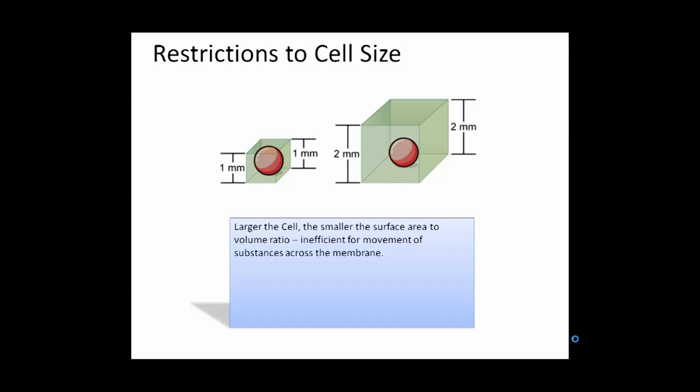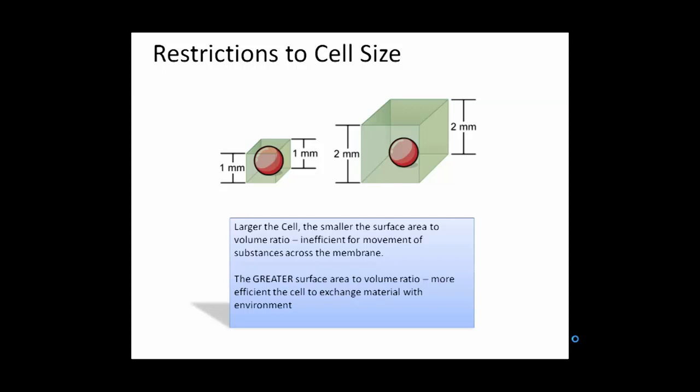The bigger the cell gets, you have a smaller surface area to volume ratio. So you don't have a whole lot of transport mechanisms to get everything the cell needs into that large volume. So it's inefficient to move substances across the membrane the larger the cell gets. However, the bigger the surface area to volume ratio, the more surface area you have with a lower volume, the more efficient the cell is at exchanging material with the environment.